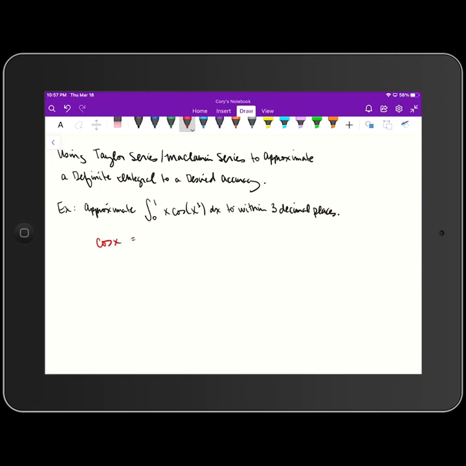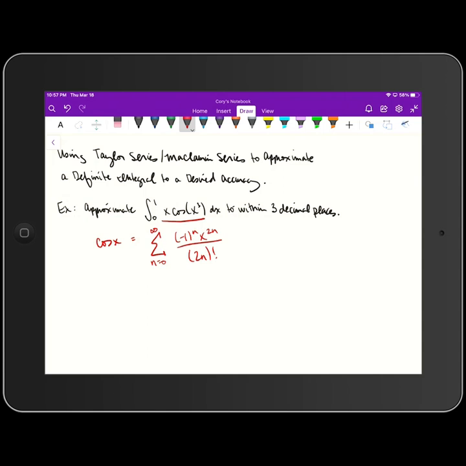So for starters, let's say we take the cosine function, and we know that the Maclaurin series for cosine is going to be the sum from 0 to infinity of -1 raised to the n power times x raised to the 2n power over 2n quantity factorial. Okay, so what I'm going to do is take that function and also take that Maclaurin series, and we're going to manipulate both to where they look like this function here that we are trying to integrate.